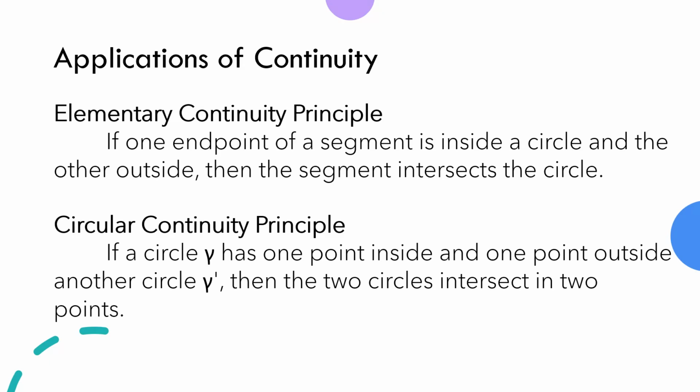So why 2 points? When circles intersect under these conditions, they typically intersect in exactly 2 points unless they are tangent. So the principle guarantees both intersection points exist.